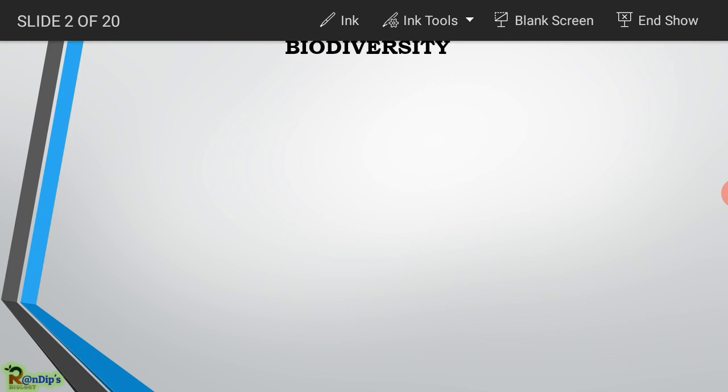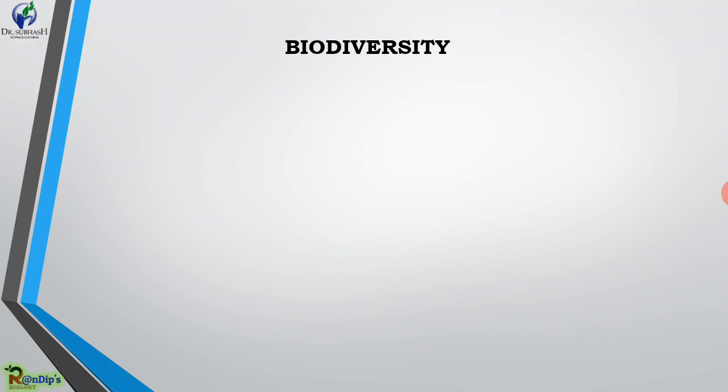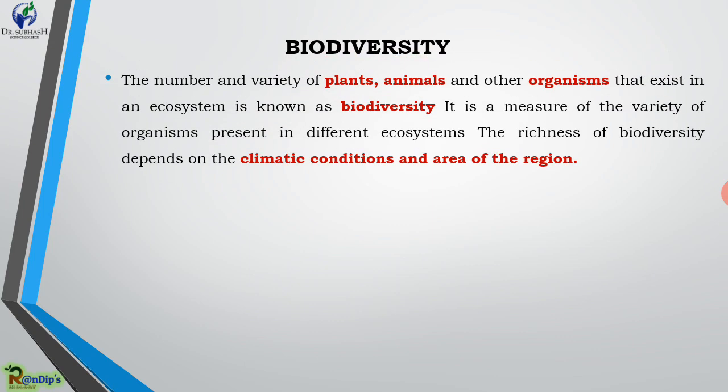Here there's some definition of biodiversity. The number and variety of plants, animals, and other organisms that exist in the ecosystem is known as biodiversity. It is a measure of the variety of organisms, plants, and different ecosystems. The richness of biodiversity depends on the climatic condition and area of the region.